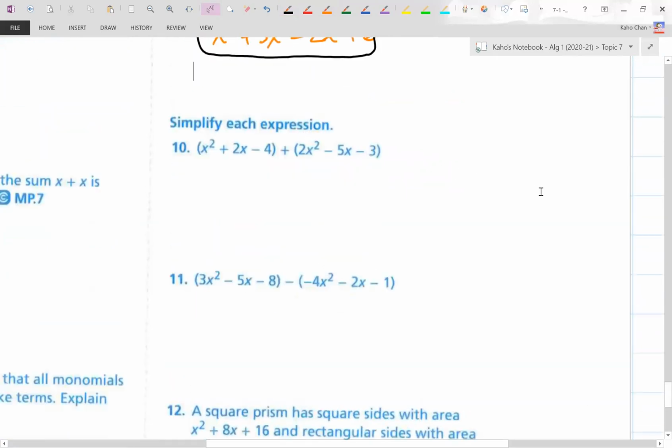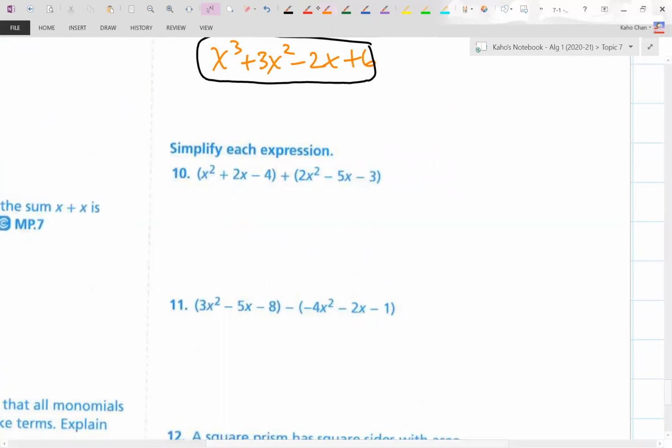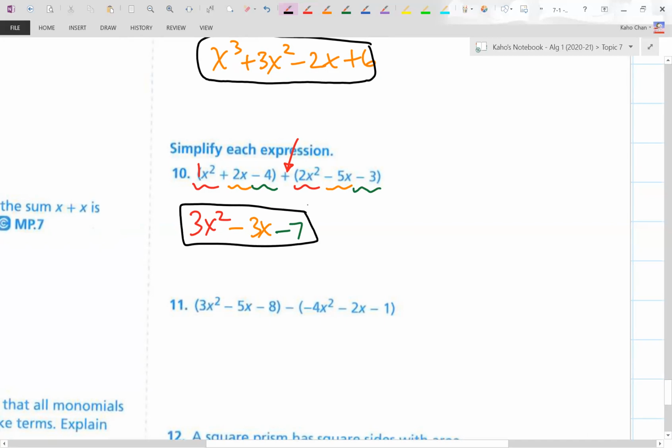Ooh, let's add for number 10. Pretend the parentheses aren't even there. Any x squares? Oh yeah, we have 1x squared plus, because that's an invisible 1 right there, 2x squared is 3x squared. Nice. Then we have the 2x's. Oh, 2x minus 5x is negative 3x. Nice. And then the constants by themselves, negative 4 plus negative 3 is negative 7. And that's your final answer for number 10.